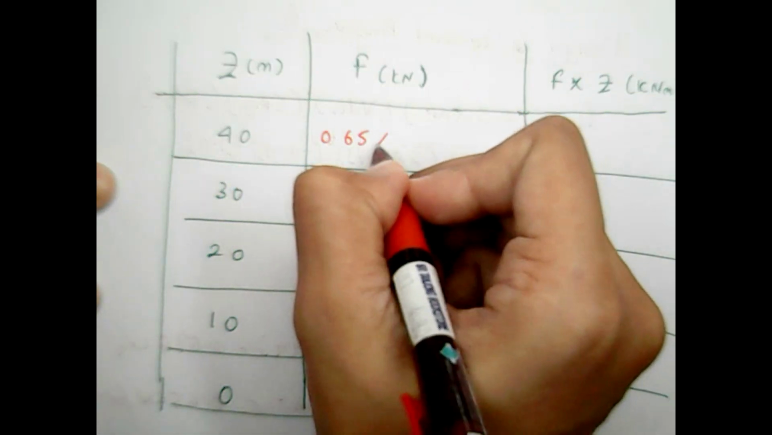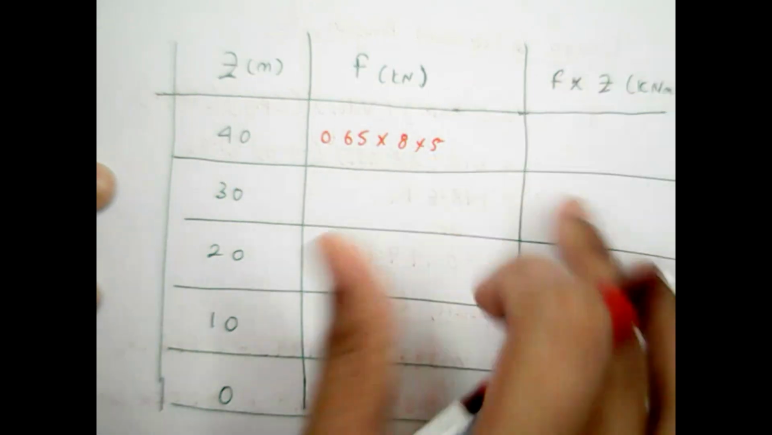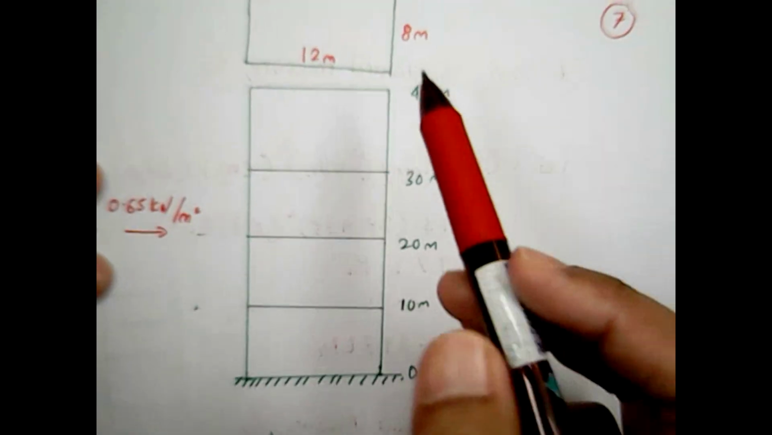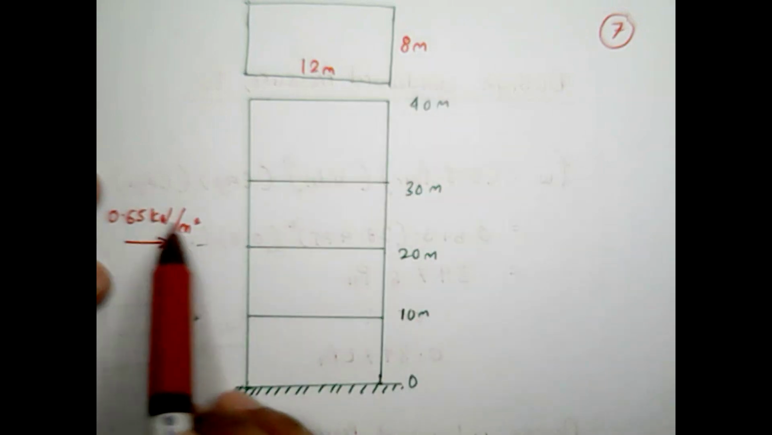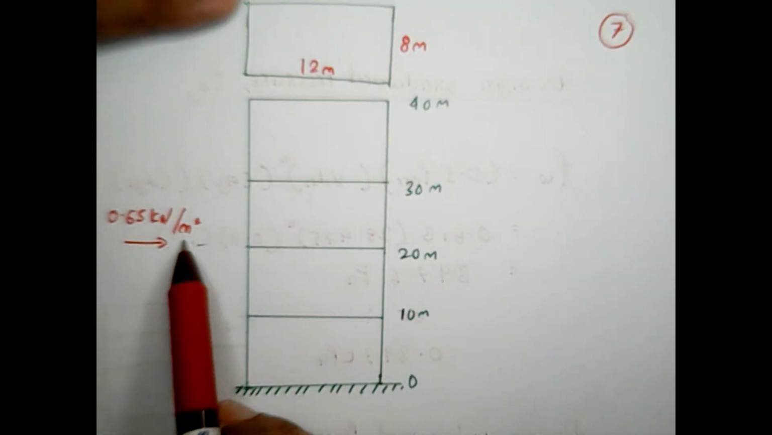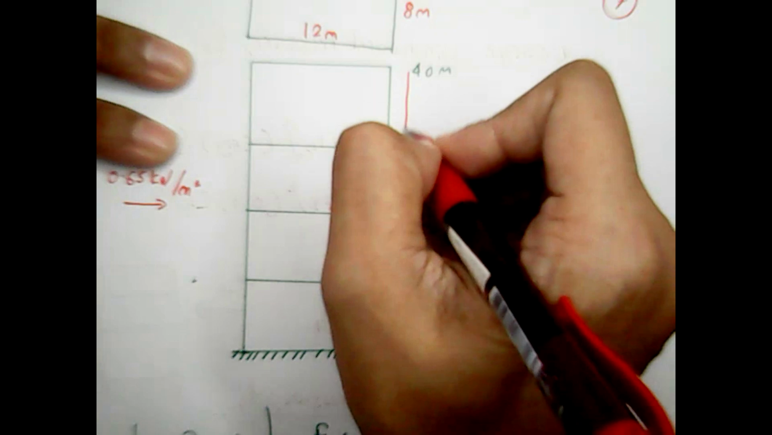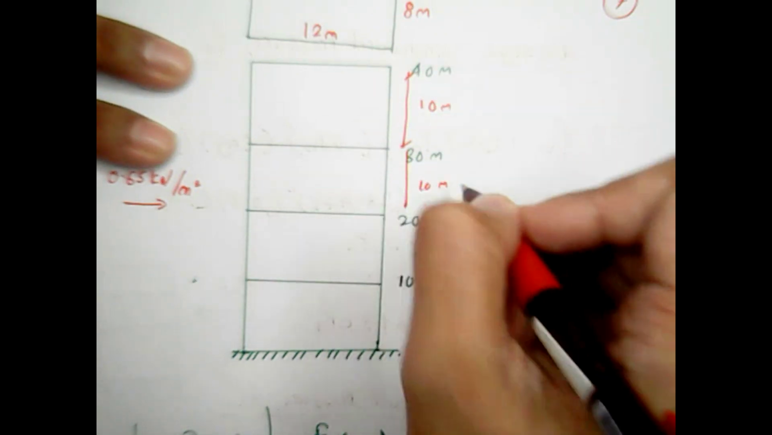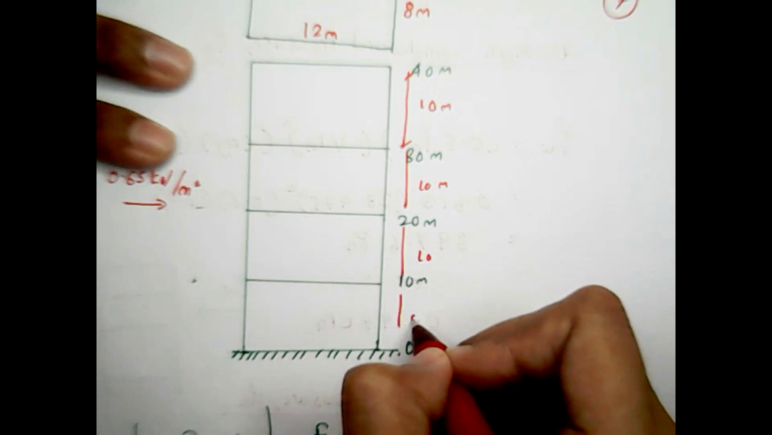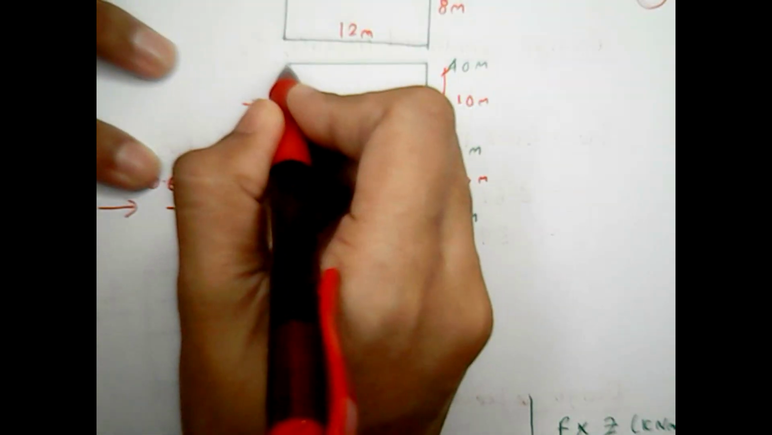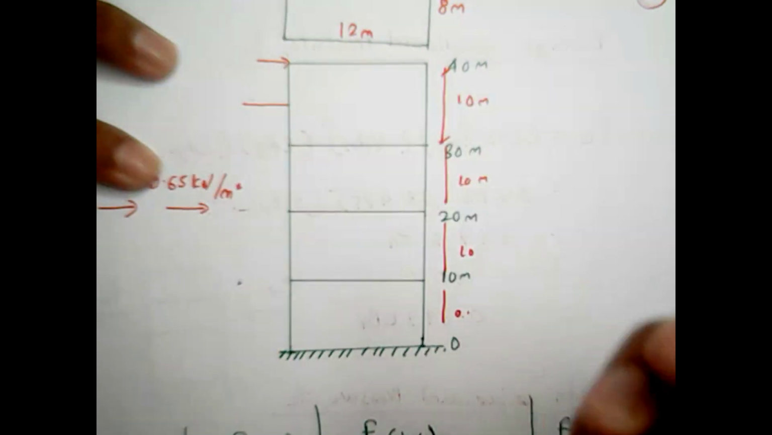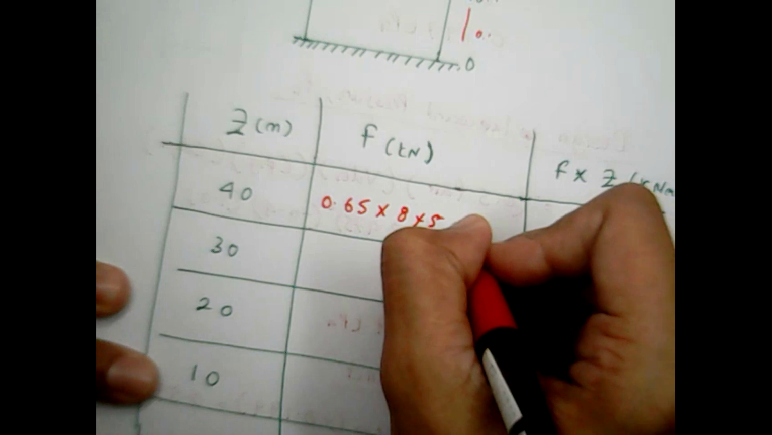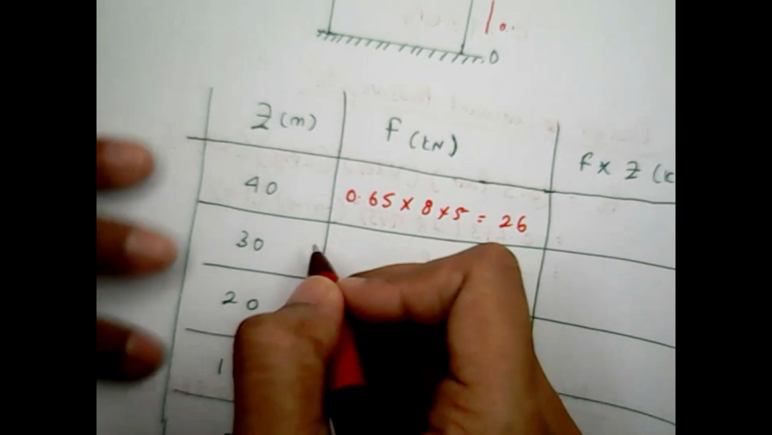So here is 0.65 times 8 times 5. Why 8, why 5? Because you have 8 meter at the back, which is the width facing the wind, and why 5? Because the whole length is 10 meter. Here is 10 meter, this is also 10 meter, 10 meter. So you distribute up at this point. So at that point, you multiply with 5, so then you get 26 kilonewtons.